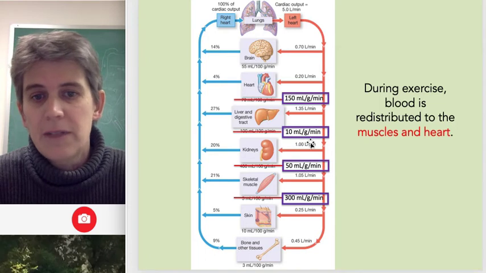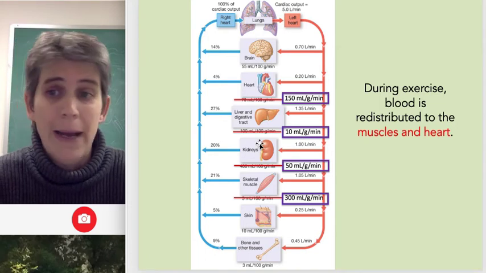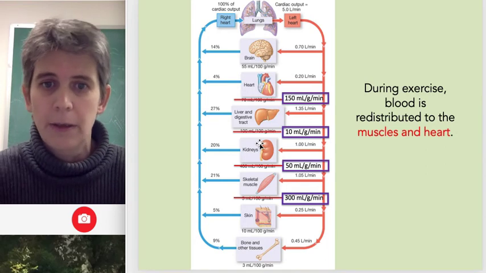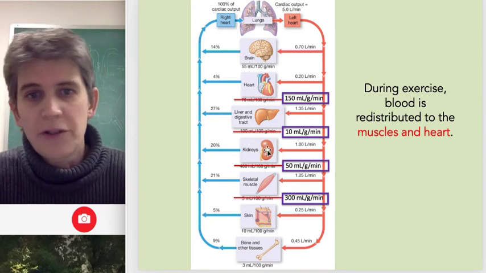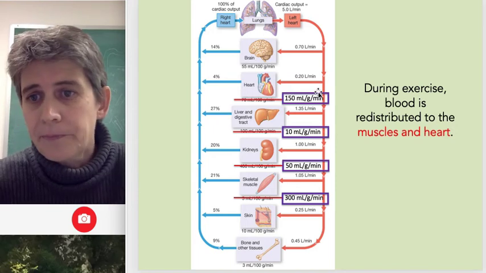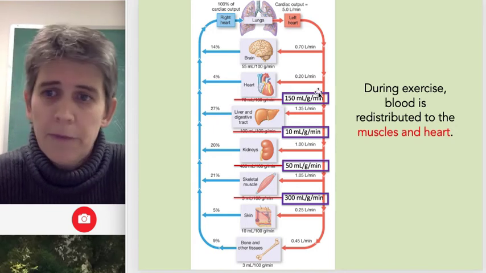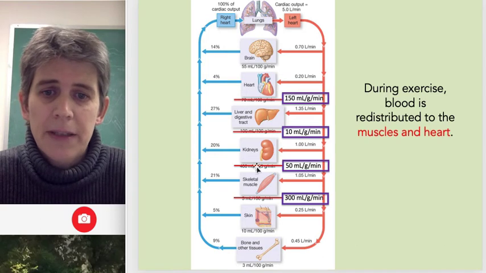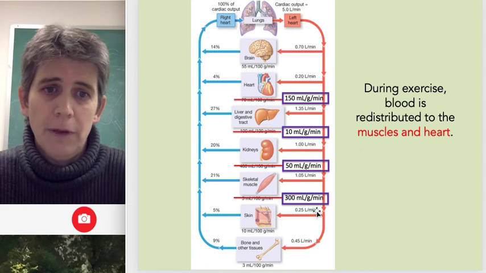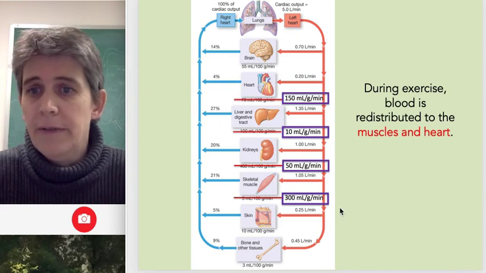The kidneys have decreased their blood flow by an order of magnitude. They're receiving now 10 times-ish less blood than before. The digestive tract is receiving far less. The heart has doubled the amount of blood flow that it's receiving. And the skeletal muscle is receiving orders of magnitude higher blood flow.